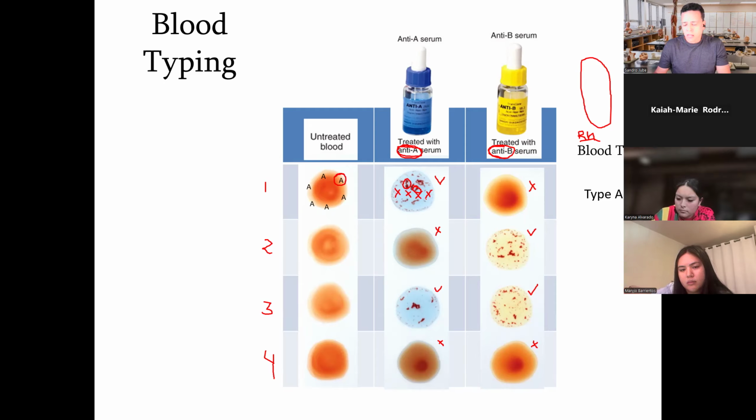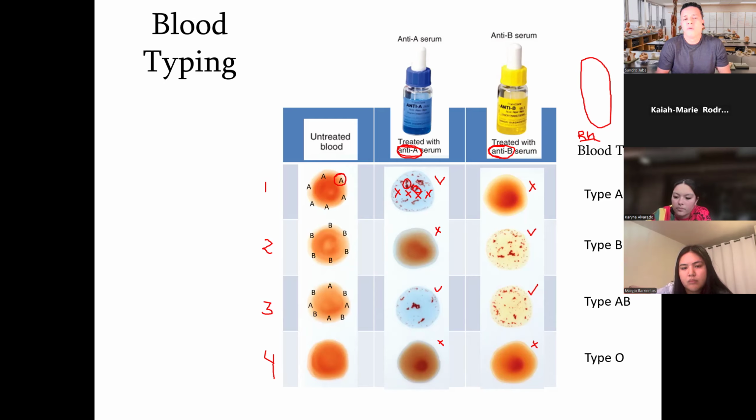Okay? What about individual number 2? And the individual number 2 then, by the same token, is going to be a type B, because only the anti-B serum reacted. Individual number 3 is going to be a type AB, because both serums reacted with the red blood cells. And individual number 4 is going to be a type O, because none of the anti-serum and the antibodies reacted, which means there are no antigens in the surface of those red blood cells.